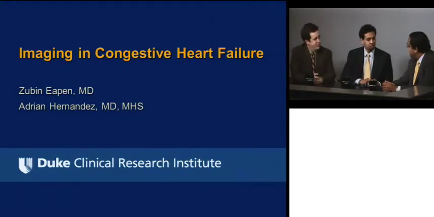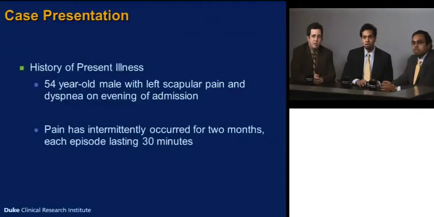I recently had the chance to participate in the care of a sick patient who fortunately did well. But I thought this was a case that was illustrative of the many different imaging modalities that we could use to take care of a patient with congestive heart failure, particularly when it intersects with other problems such as coronary artery disease. This is the case of a 54-year-old male with left scapular pain and shortness of breath on the evening of admission. He had these symptoms occurring intermittently for approximately 2 months, worse with exertion, and each episode would last approximately 30 minutes and improve with rest.